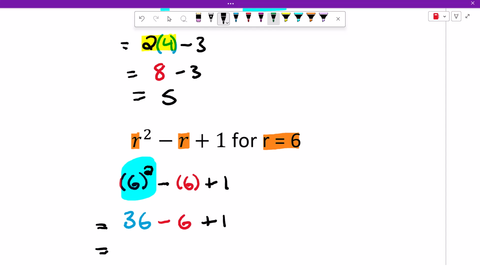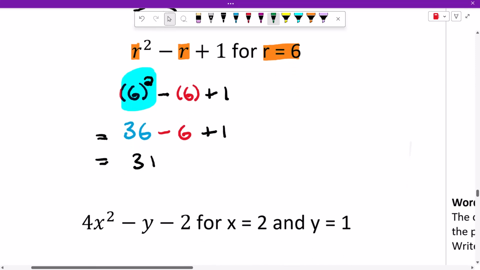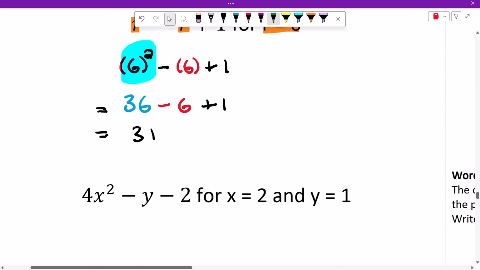Excellent. All right. To make questions a little bit more difficult, we can give you more than one kind of letter. But we'll tell you what the value of each letter is. We have x, its value is 2. We have a y, its value is 1. So wherever we see an x here, we're going to stick in the number 2 instead. Wherever we see a y, we're going to stick in the number 1. All with brackets. So we have 4, instead of the x, we're going to stick in the number 2.